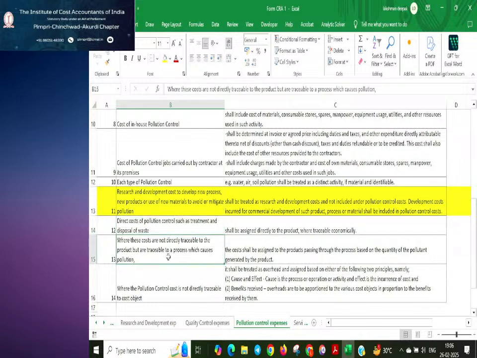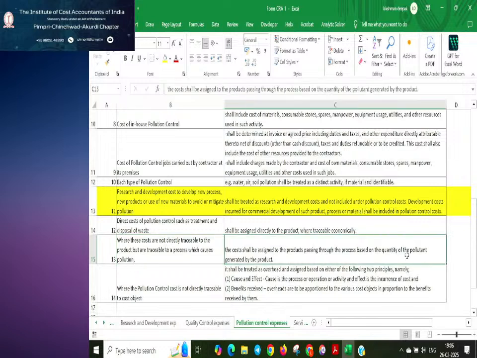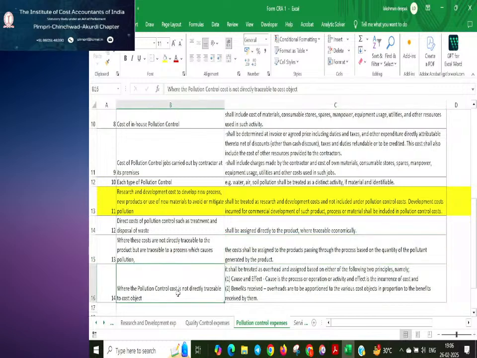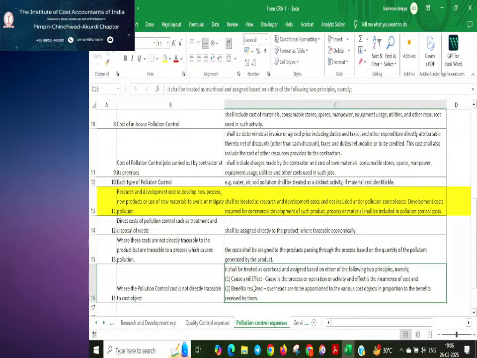What if these costs are not directly traceable? Then the cost shall be assigned to the products passing through the process based on the quantity of the pollutant generated by the product. Like I was telling, how do you allocate between sugar and distillery? It is based on the quantity of the pollutant generated, that is, the output water discharged by the sugar factory and by the distillery will be taken into consideration, and a ratio or percentage will be calculated for such allocation and applied. If it is not directly traceable, once again the two principles hold good: one is cause and effect, another is benefits received.